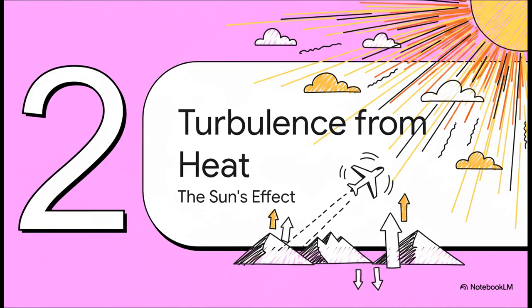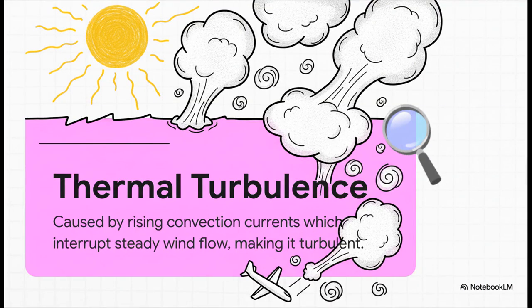So let's start with the first one, and probably the most common cause: heat. This is that classic bumpiness you feel on a warm, sunny day, especially when you're flying a little lower to the ground. The official name for this is thermal turbulence, and it's all about convection. You can picture it like bubbles rising in a boiling pot of water. The sun heats the ground, which then heats the air right above it, and since that warm air is less dense, it starts to rise up in these invisible columns.